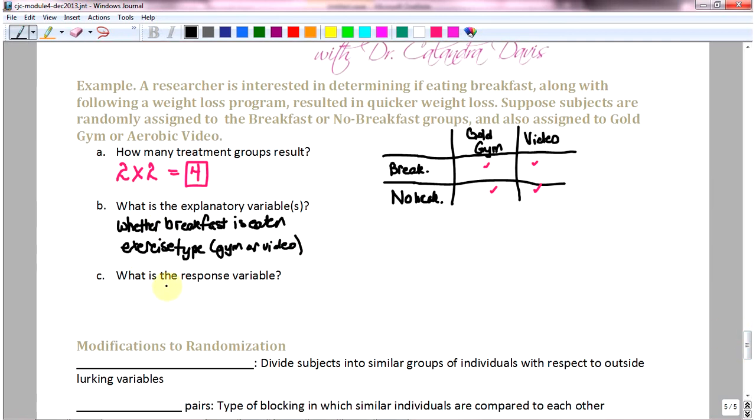What is the response variable? What are these explanatory variables being used to try to predict? Weight loss.